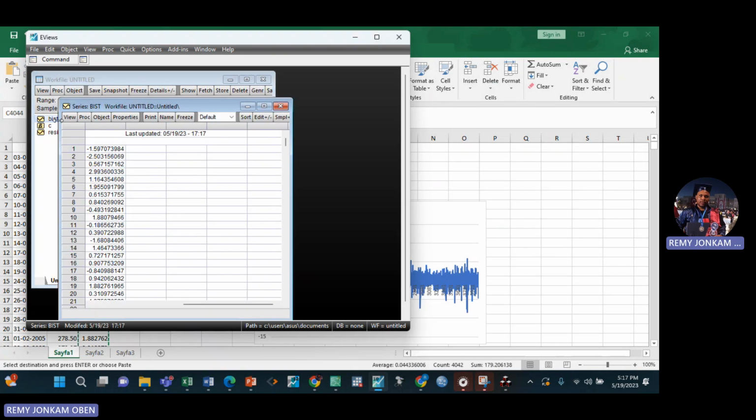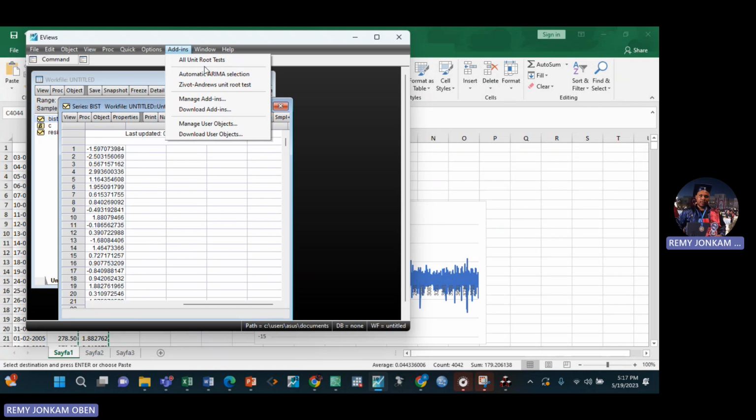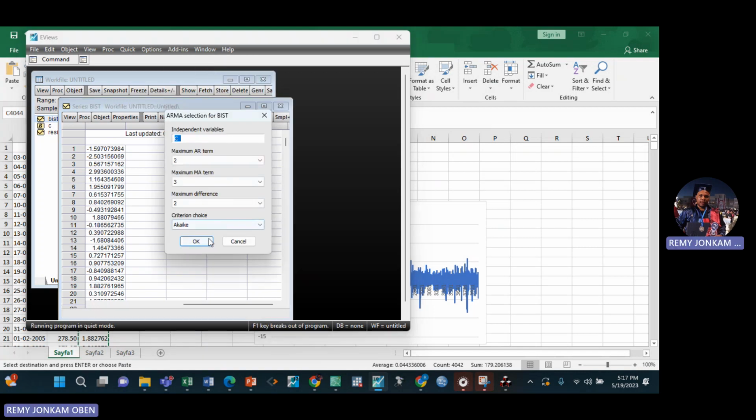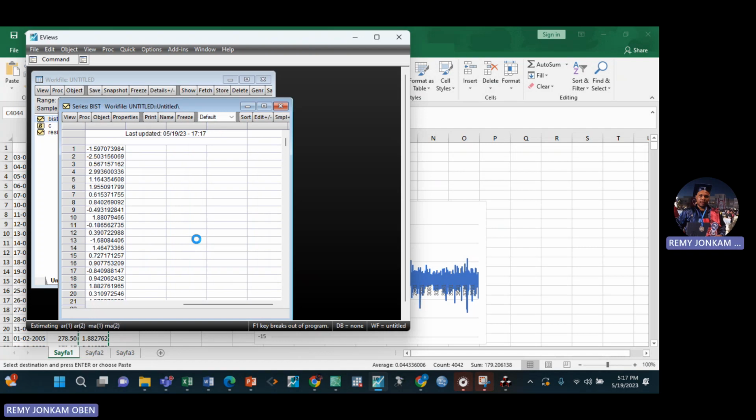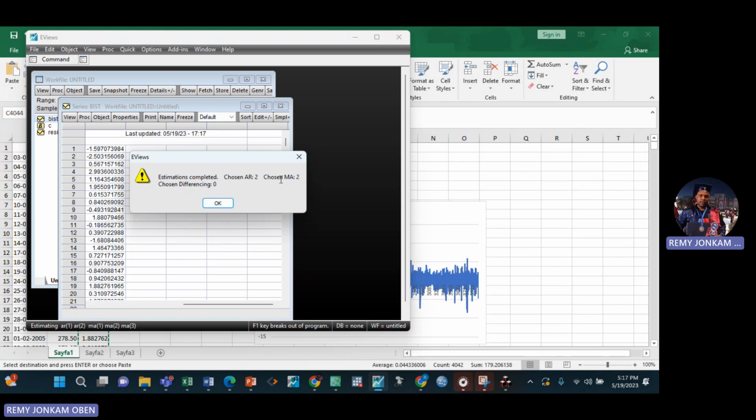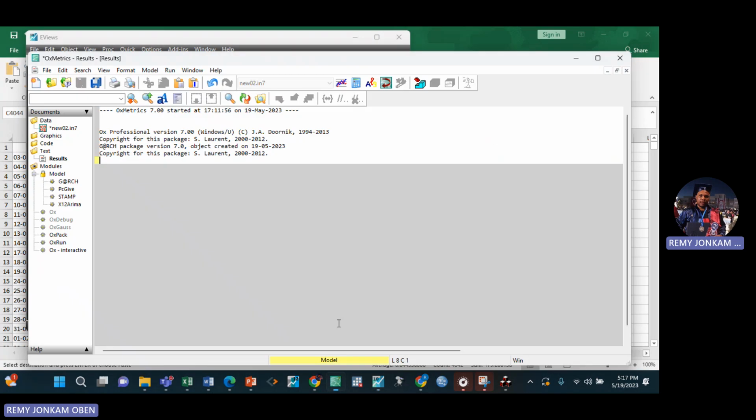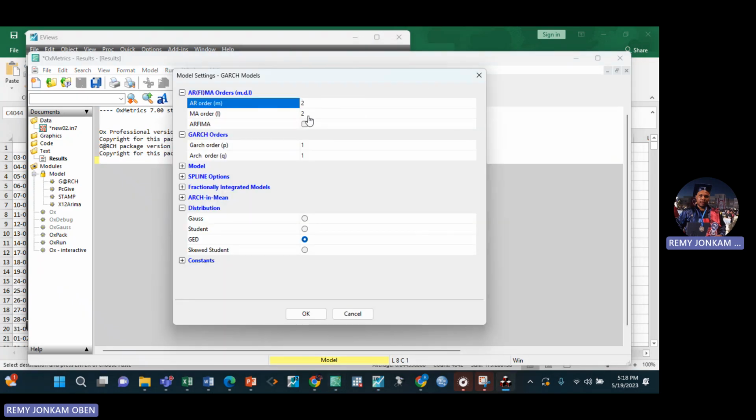If I open it, come to Add-ins, you see automatic ARIMA selection. Remember, you have to download it first, you have to install it. Just click OK, don't change anything, and we wait for it to come. So we see the automatic ARMA selection is 2 2, so we'll use 2 for AR and 2 for MA. So in Oxmetrics, here will be 2 2. Okay, it's fine. For GARCH, we should use 1 1.